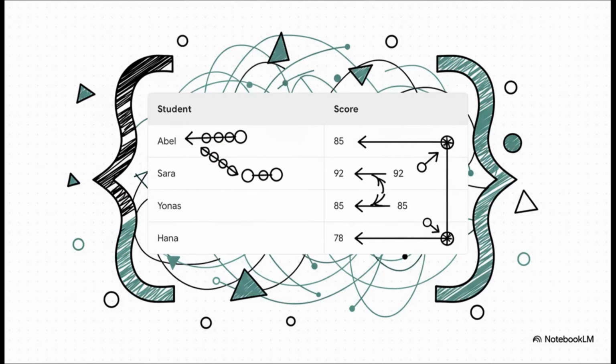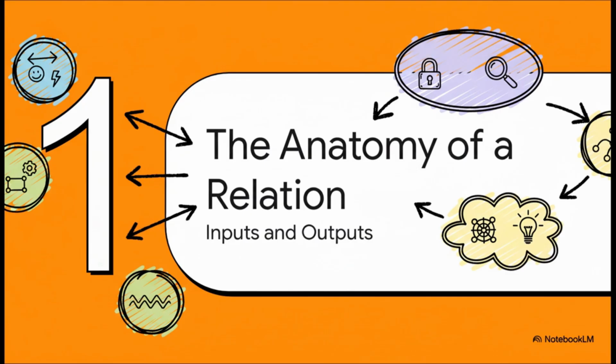And looking at this table really makes that abstract definition concrete, right? Here we've got our set of ordered pairs. You've got Abel paired with 85, Sarah paired with 92, Jonas with 85, and Hannah with 78. This whole collection of pairs, all of it taken together, that is the relation. All right, so now we know what a relation is. Let's peek under the hood and break it down into its two essential parts. Because every single relation has a set of inputs and a matching set of outputs.